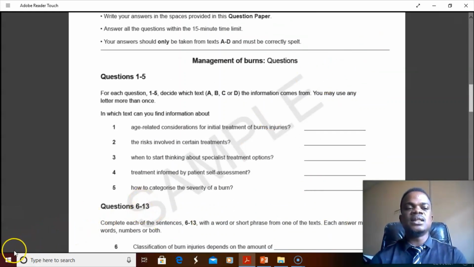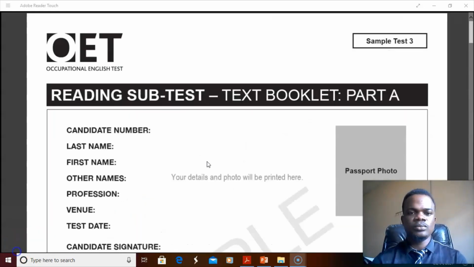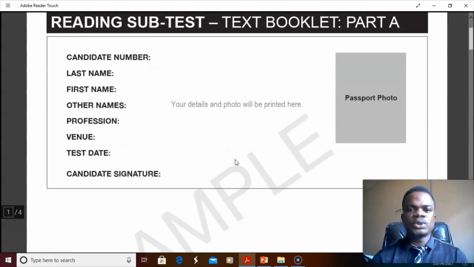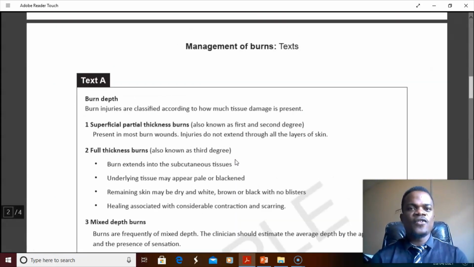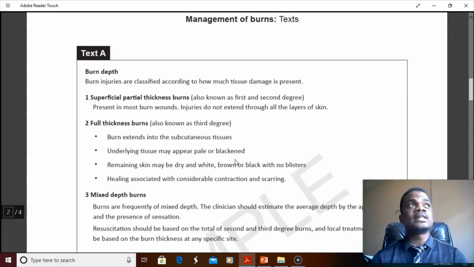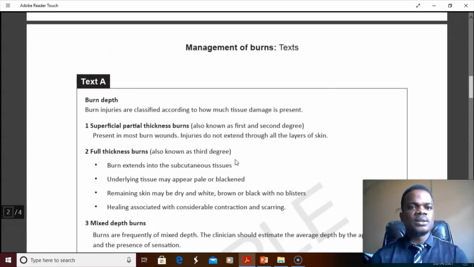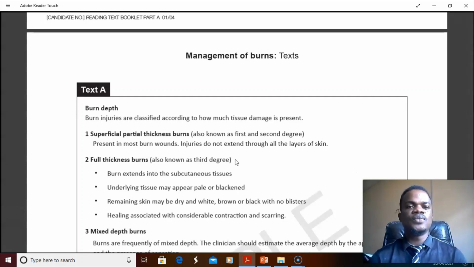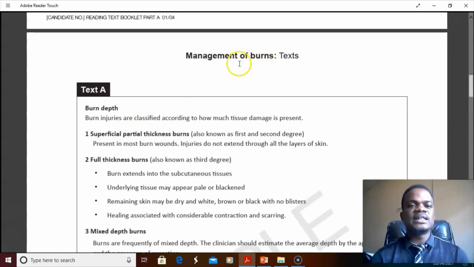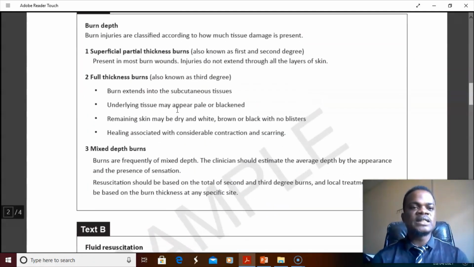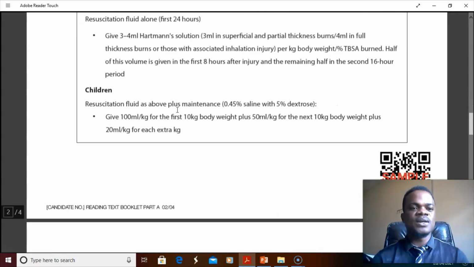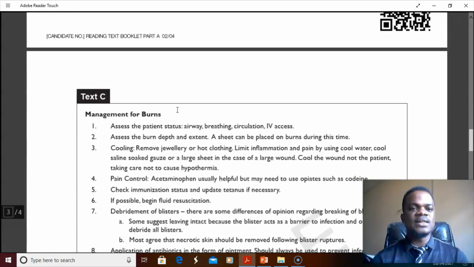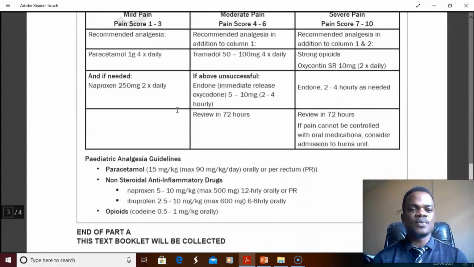Let's take a look at the reading text. For this reading text you have 4 short texts, and the 4 texts are centered on one issue. For instance, the title of this reading text is Management of Bonds, and this text is subdivided into 4 subtexts. This is Text A, this is Text B, this is Text C, and this is Text D.